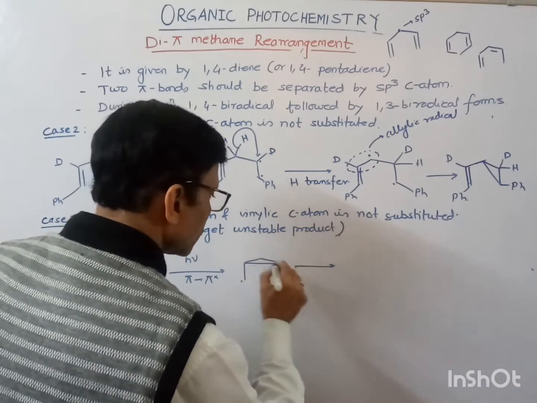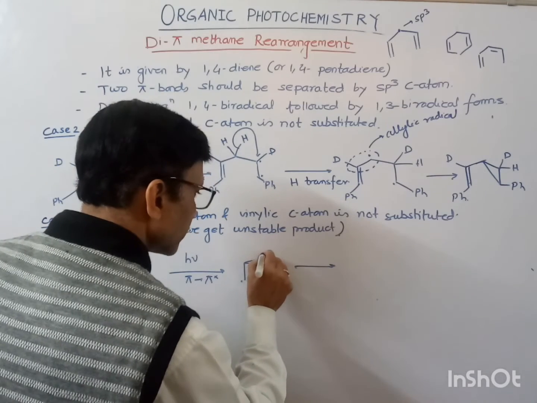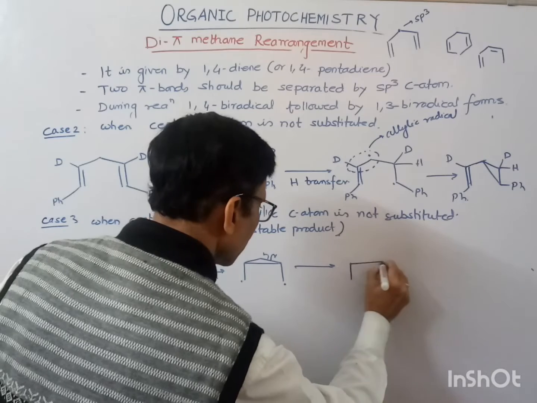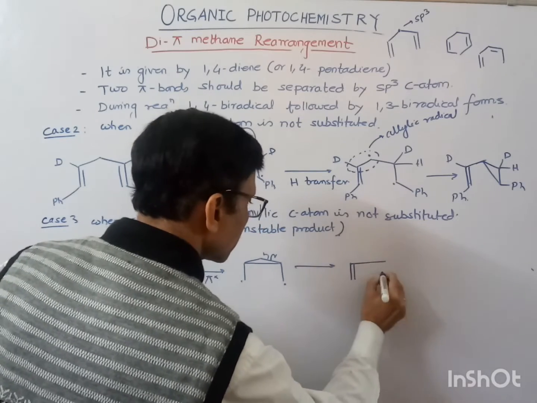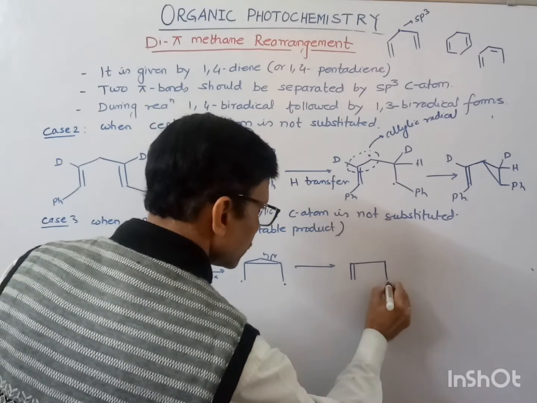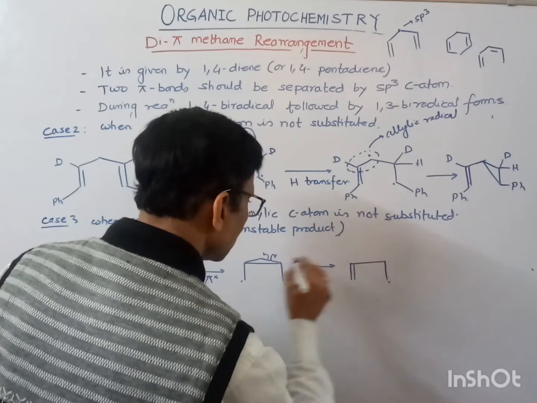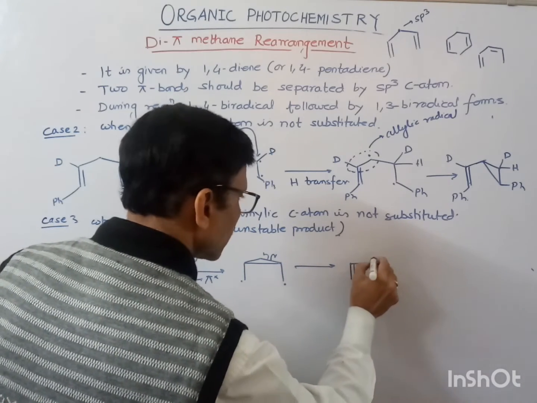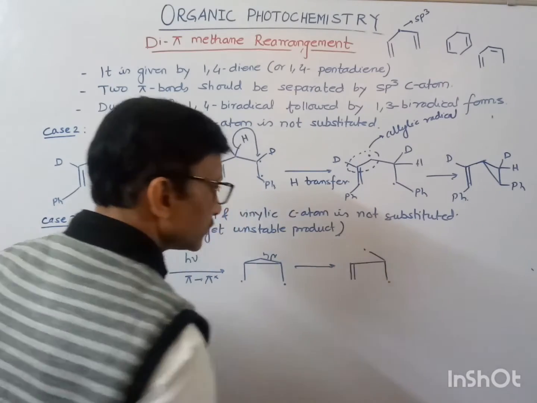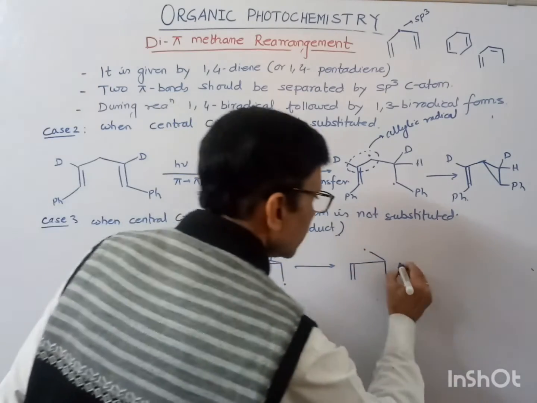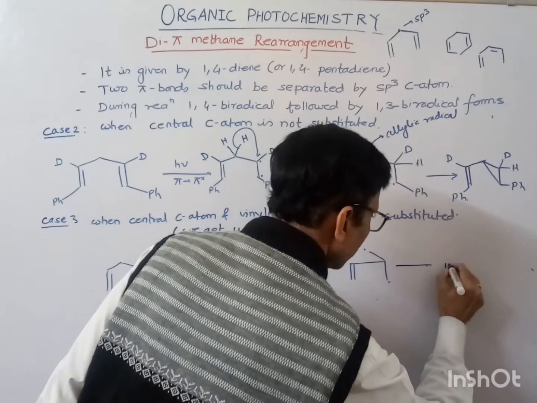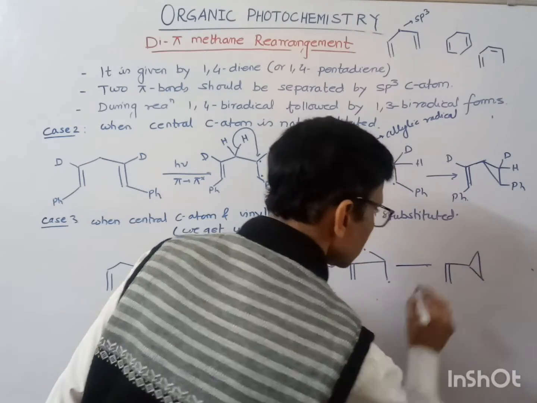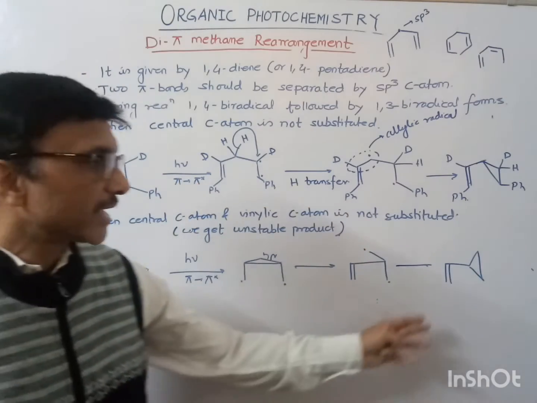Now either of the bonds may break, and what we get is a double bond over here and one radical at this position, and another radical at this position. Now finally we will get a vinyl cyclopropane.